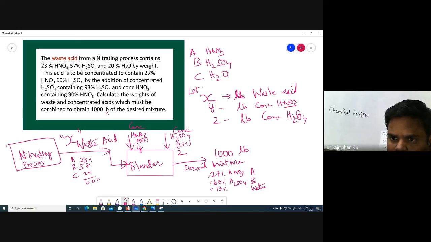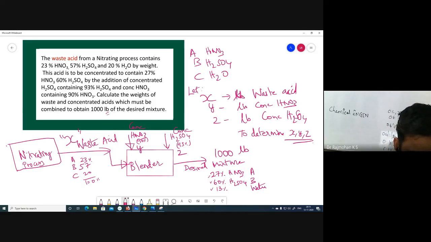We have first assumed let X equal to pounds of waste acid, Y is pounds of concentrated nitric acid, Z is pounds of concentrated sulfuric acid. We have to determine X, Y, and Z. Okay, so that is the question for us.